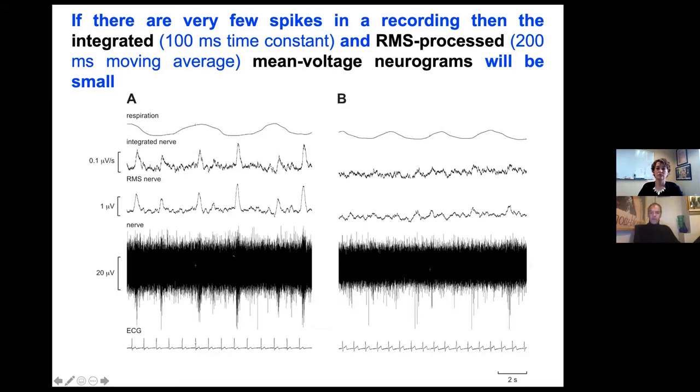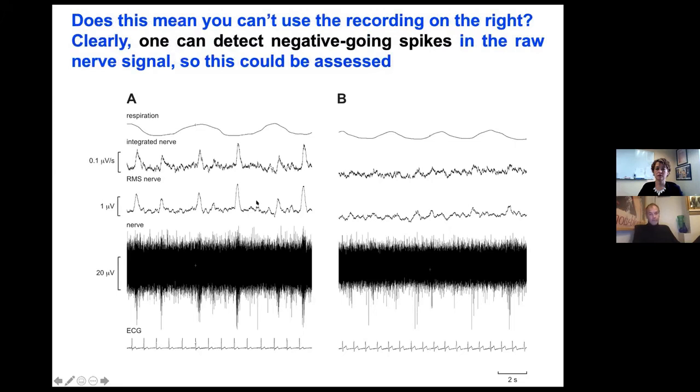However, on the right, we can see that if we look at the raw nerve activity, we can clearly see sympathetic spikes there, and we can hear them on the loudspeaker. But because there are so few spikes contributing to the signal, you see very little in the mean voltage neurogram, as shown in the top trace. So do you look at this recording and say, this is rubbish? Or do you look at this recording and say, wow, this is great, because look at these spikes I can record? Many would say, no, we can't use this. That's a waste, in my opinion.